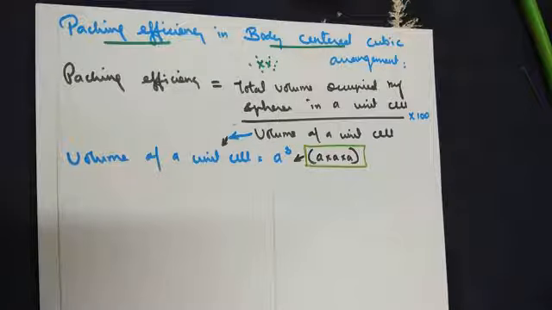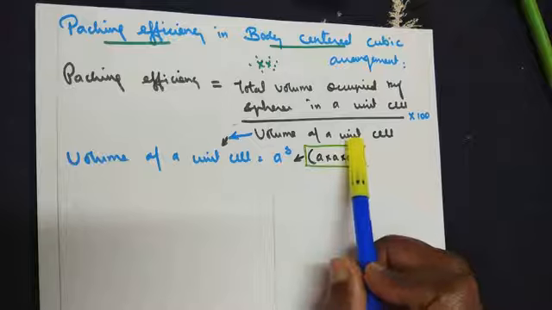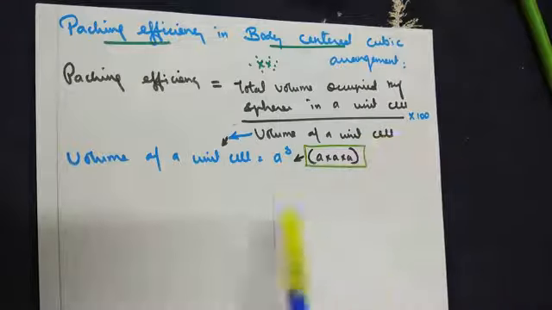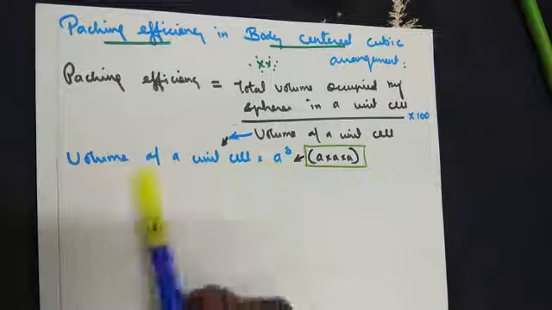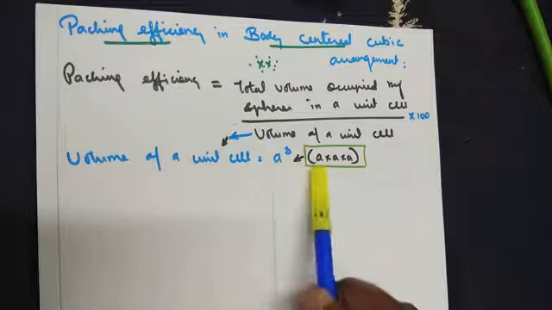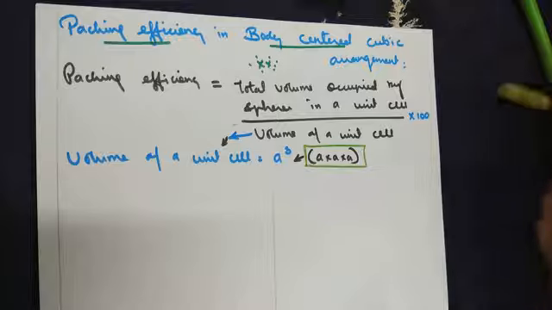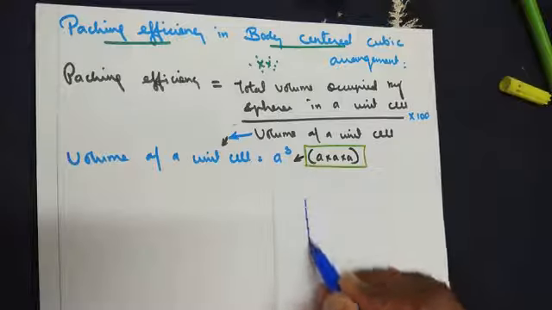How many corners are there? 8 corners are there. In terms of unit cell, when we say they are represented in a 3D dimension in the form of a cube. So volume of a cube or a unit cell is equals to A cube. A cube, we get it from the edge length, that is A into A into A. Now let's draw the diagram.